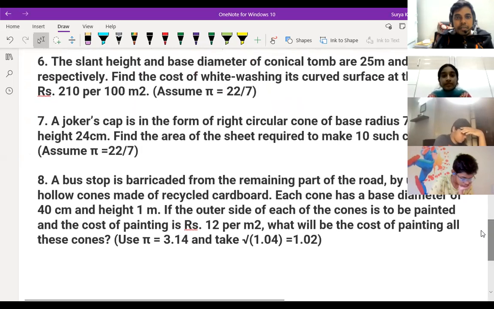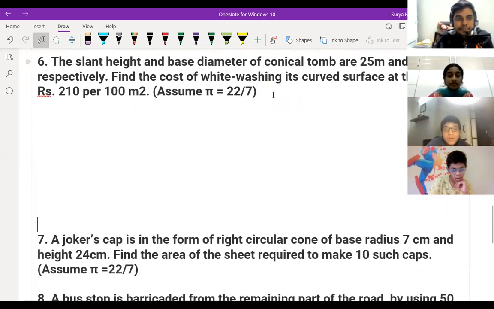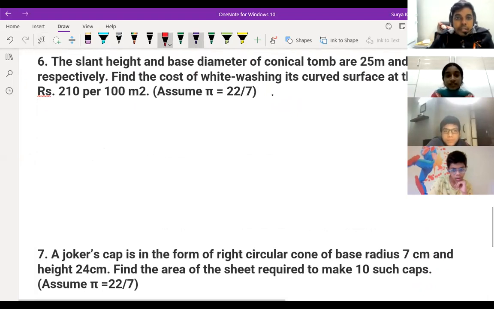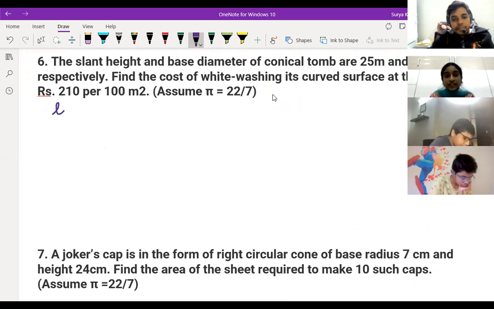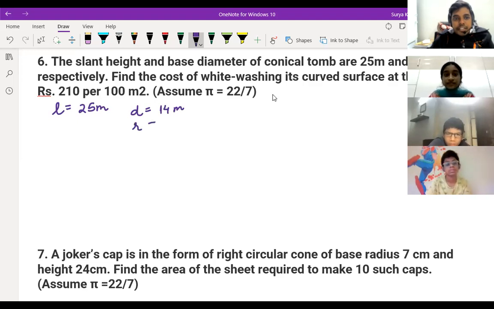Taruni, you tell me what is given in the question and what we have to find here. The slant height and base. See, slant height is nothing but L, right, Taruni? Yes, sir. And base diameter. Diameter is given. So what is the length given here? Slant height is 25 meters, sir. And diameter is 14 meters. So we can write here radius is equal to 7 meters. Then what do you have to find here?